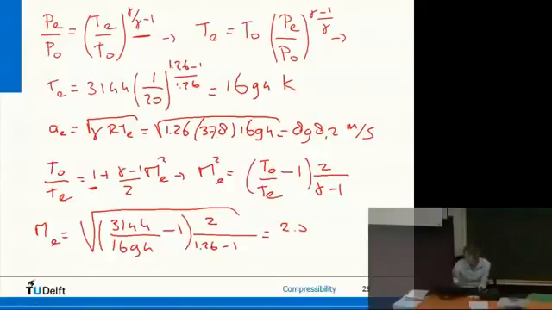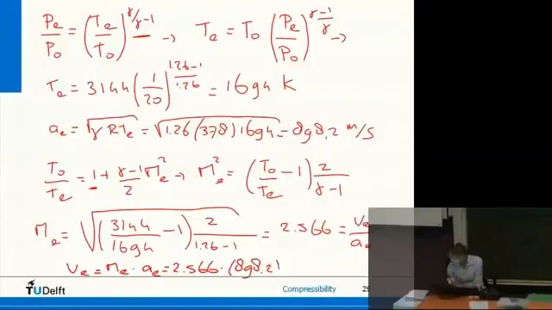Yeah, last step easy. So Mach number is equal to V at the exit over A at the exit. Sorry, we're looking for VE. I much prefer a blackboard. Okay, so we're looking for VE, so that is Mach number times speed of sound, so that's 2.566 times 898.2, and that is equal to 2,305 meters per second. Yeah?